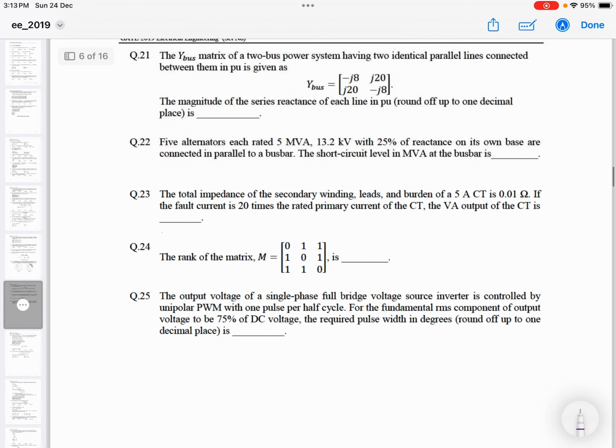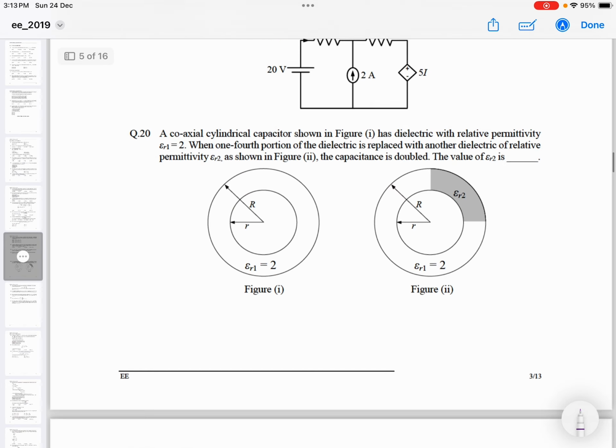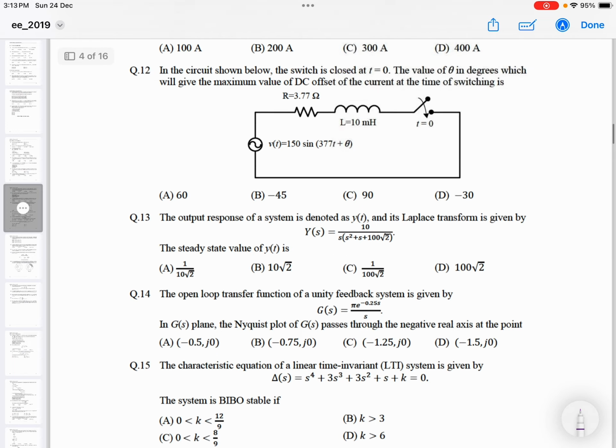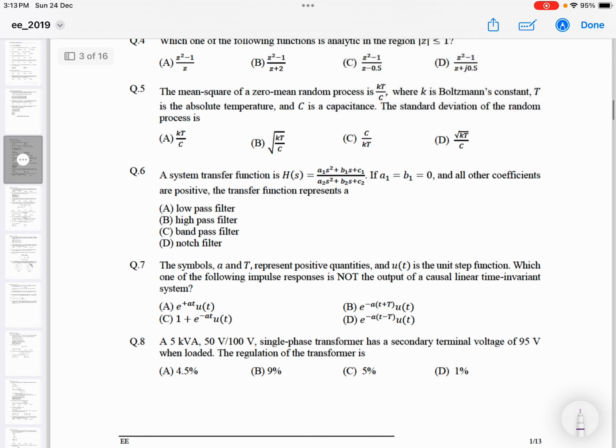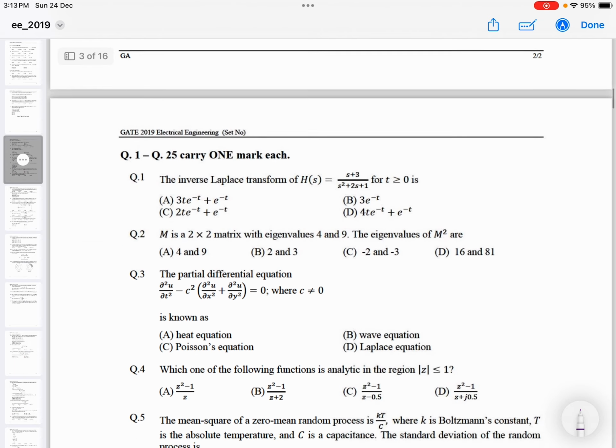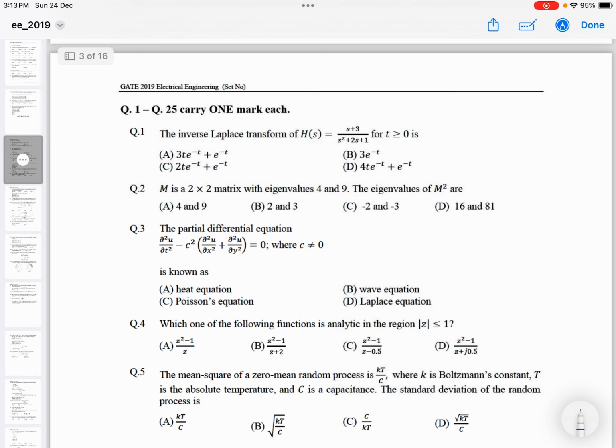So we have a few questions. Okay, we have here question number 2: M is a 2 by 2 matrix with eigenvalues 4 and 9. The eigenvalues of M square are what? So this is the easy one, right?